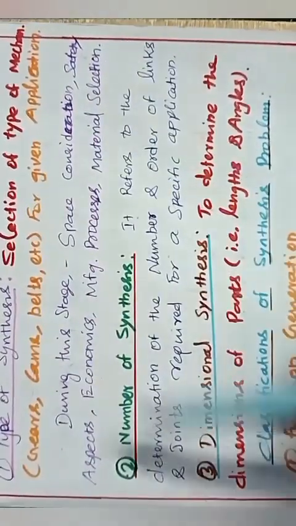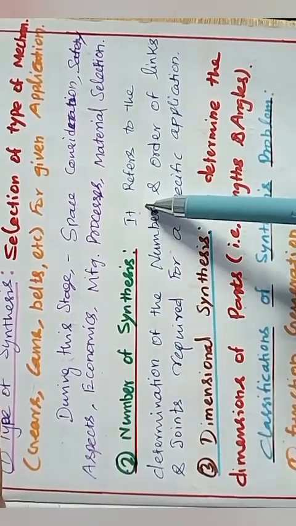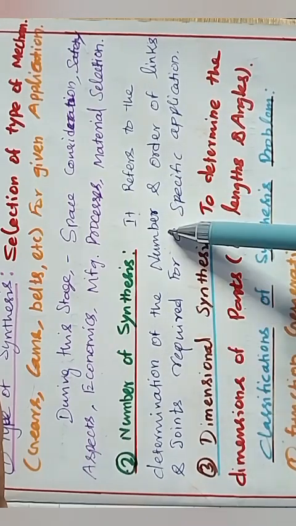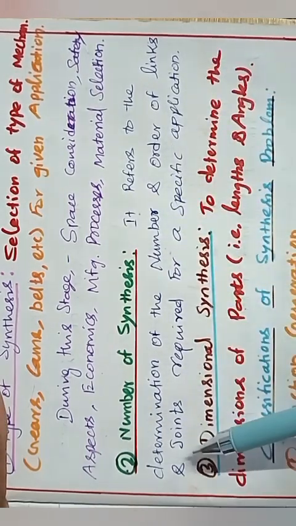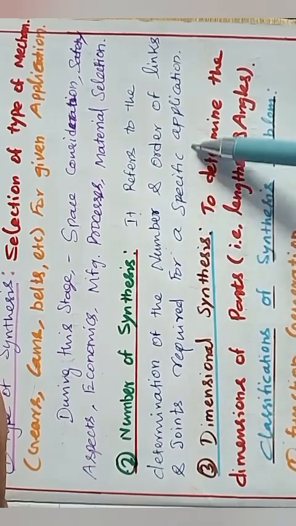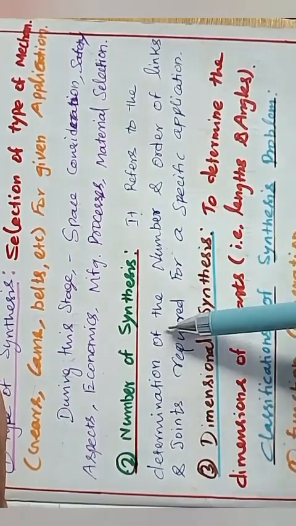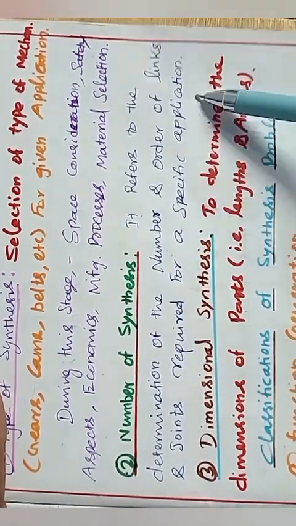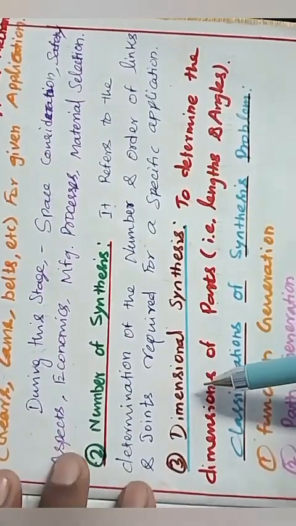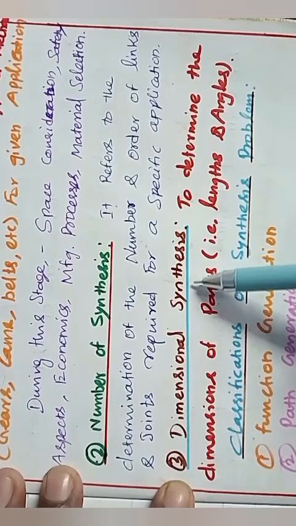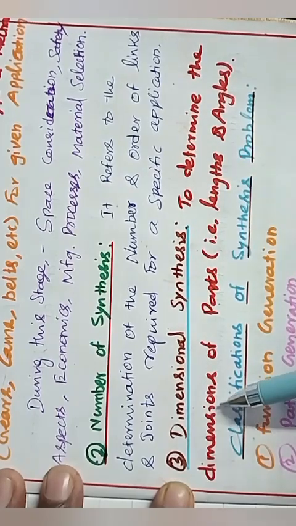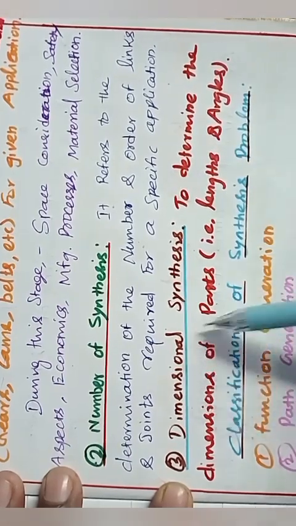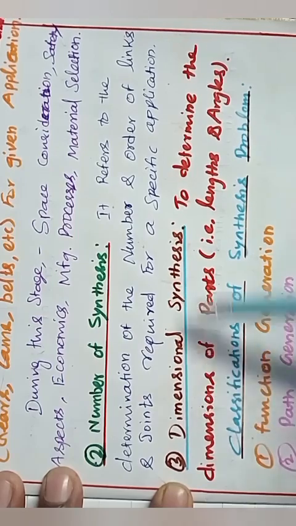Next one is number synthesis. It refers to the determination of the number and order of links and joints required for a specific application. Third step is dimensional synthesis. To determine the dimensions of parts, which means length and angles of the various parts, that is what we are going to find out in the case of dimensional synthesis.